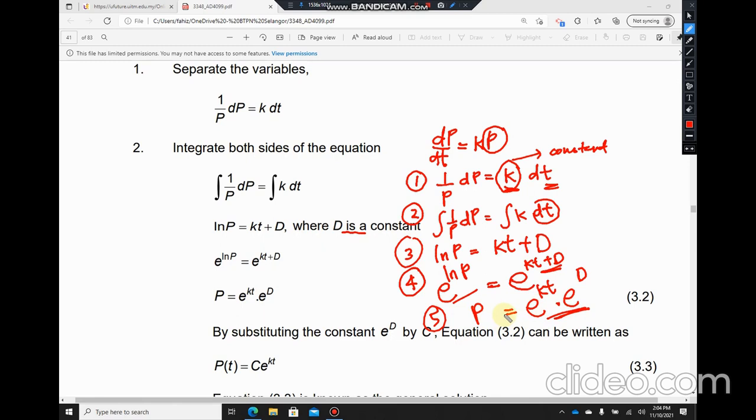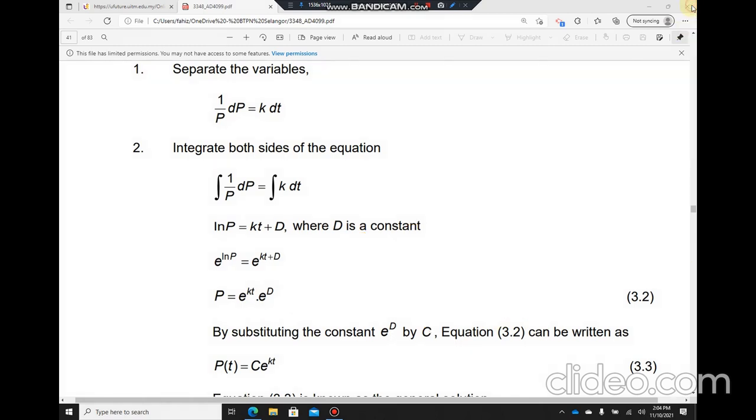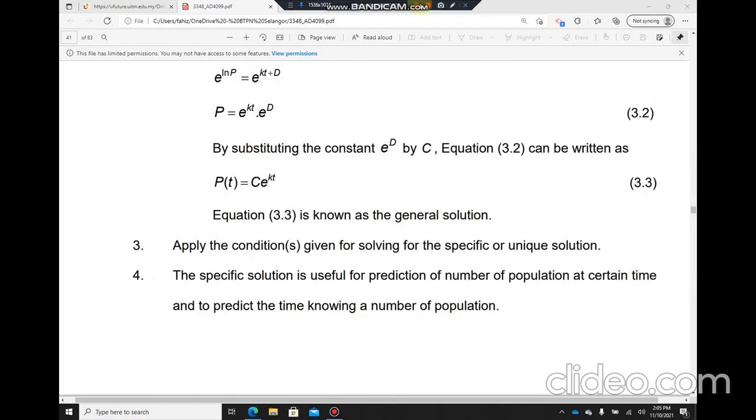Okay, next step. After you get tadi equation number 5, which is P equals e^KT dot e^D, this one is a function. e^KT ni function sebab dia ada T kan tadi, time. e^KT is a function but e^D dia cuma constant.